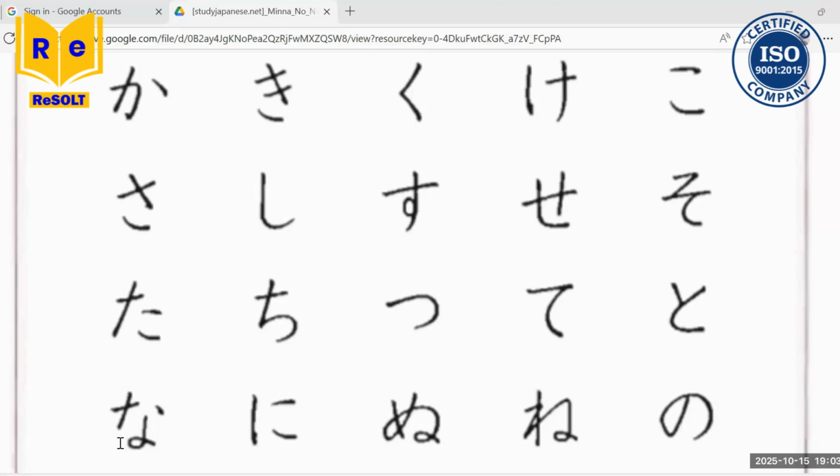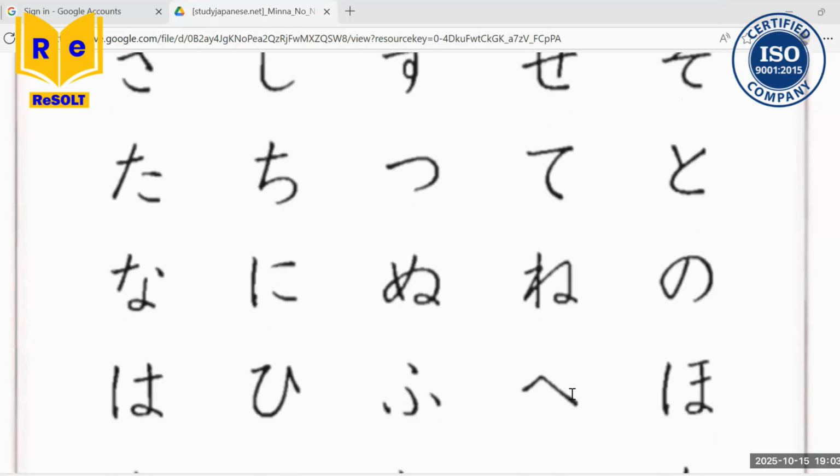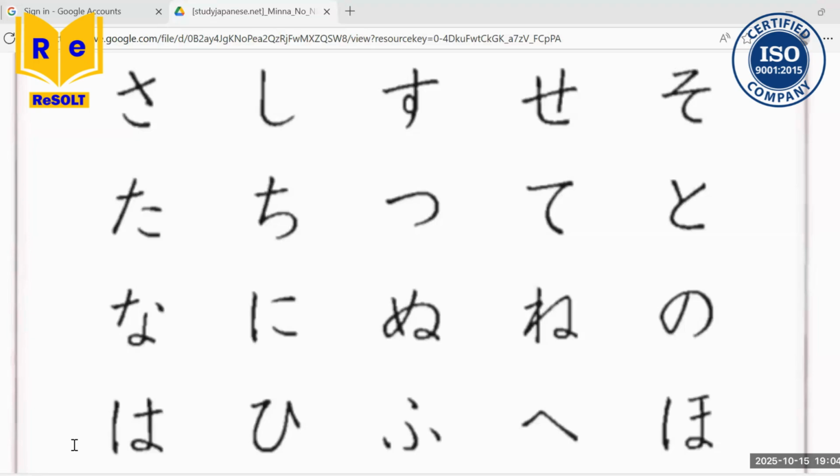Remember this line? This one is like Na. Yes. Then that is Ni. Then that is Nu. Then that is I think Ni. Ne. Ne. Ne. And that is No. Yes. Correct. This one?